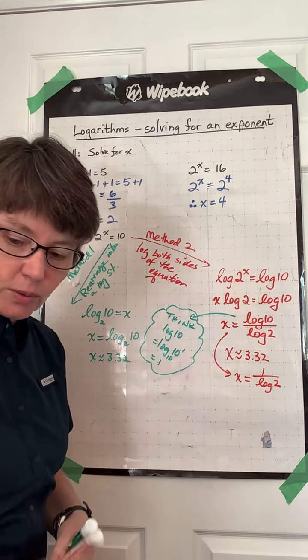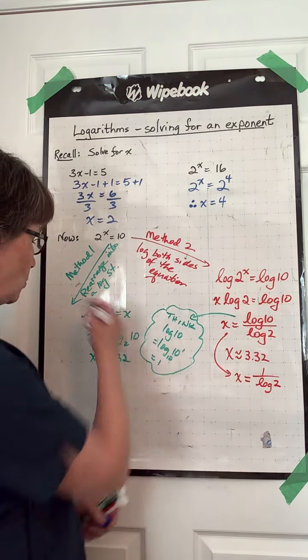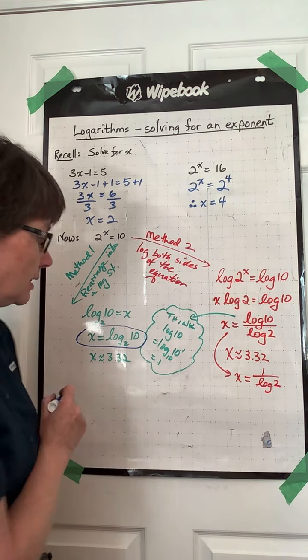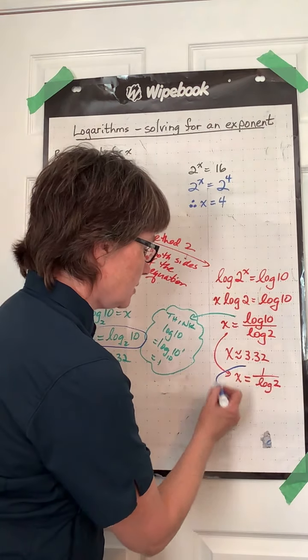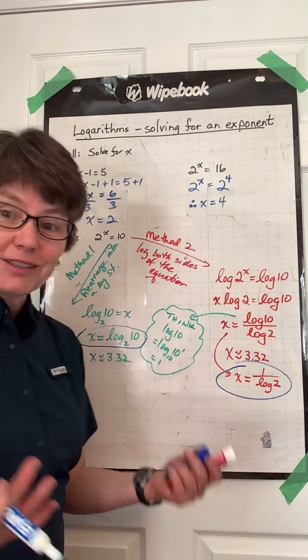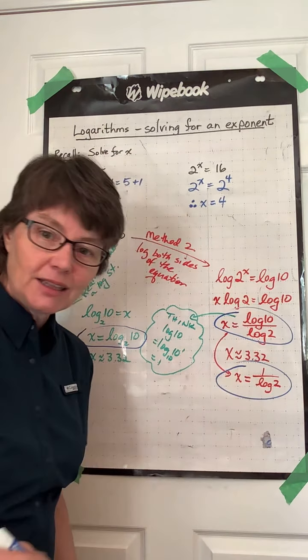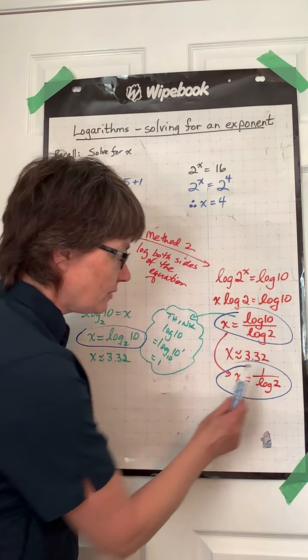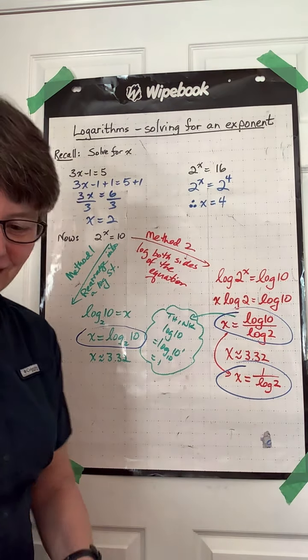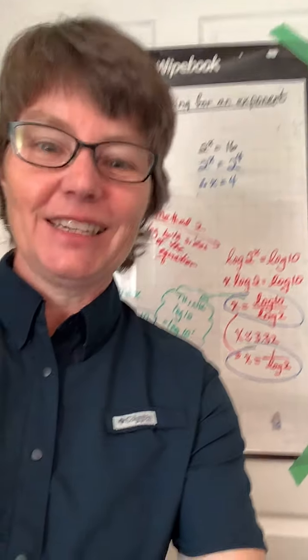So non-calculator question, if you use method 1, this is a fine answer. If you use method 2, this is a fine answer. They are the same number as each other. You might get away with this as a final answer, but this is better simplified into this. There we have it, the whole reason we've been studying logarithms.